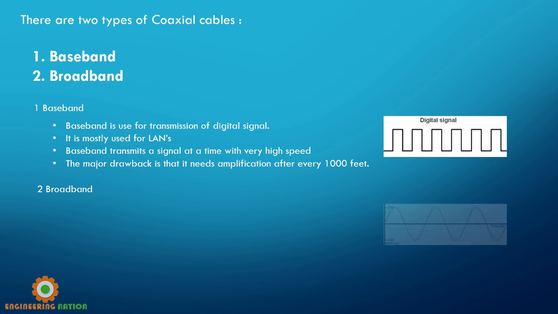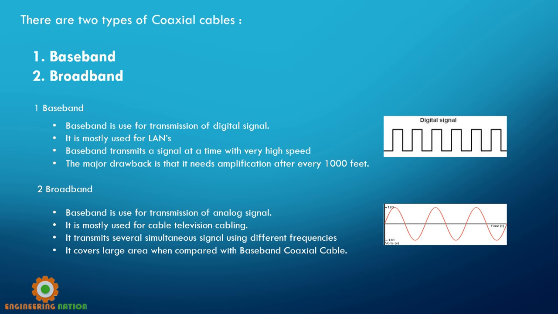So what is broadband? Broadband is used for transmission of analog signals. So friends, let's compare both of them. In baseband, the digital signal is transmitted, whereas in broadband the analog signal is transmitted. So these are the two differences. It is mostly used for cable television cabling, and it transmits several simultaneous signals using different frequencies. We can send simultaneous signals by using different frequencies. So this is the major advantage of broadband.